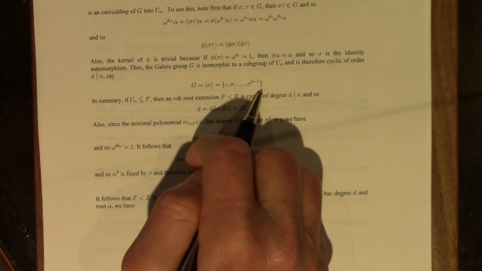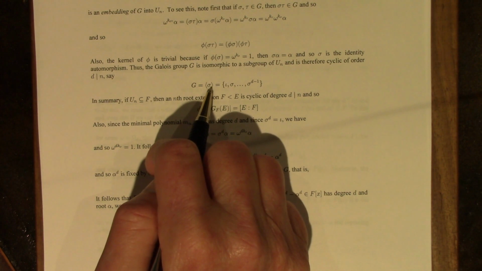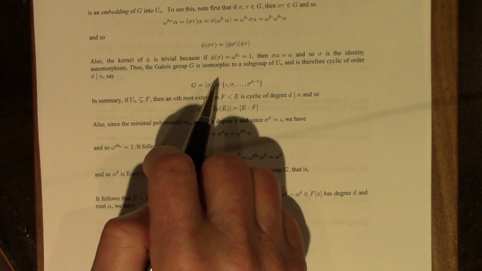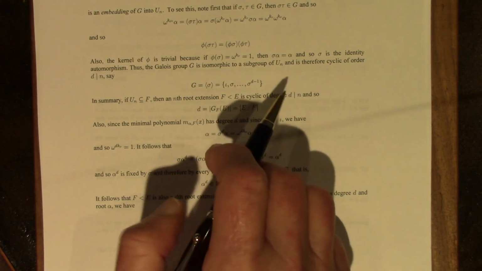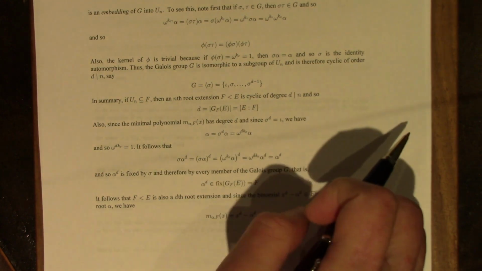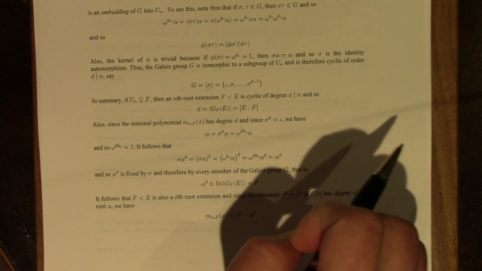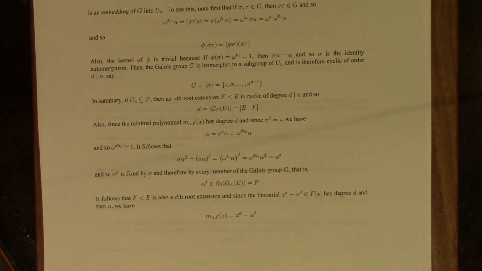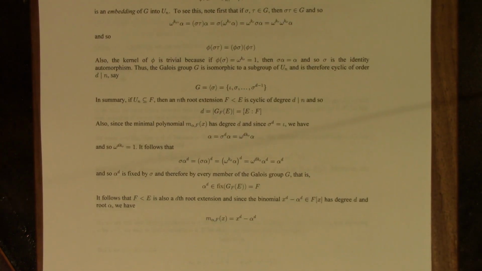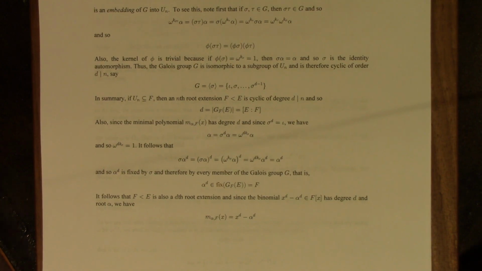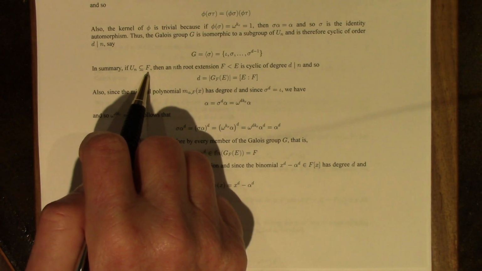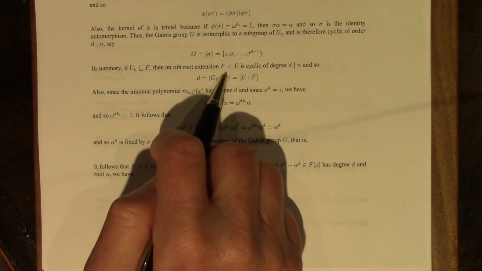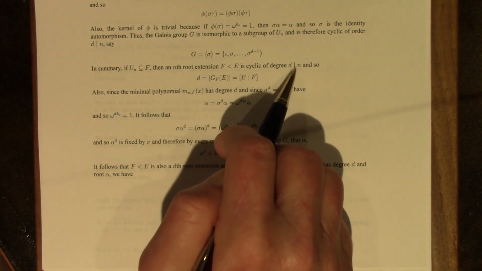So it has this form where sigma generates the Galois group. So we have made the connection between nth root extensions and cyclic extensions through the Galois group. The Galois group of the binomial, or of the nth root extension, is in fact isomorphic to a subgroup of UN, and UN is cyclic. So that's the connection. So in summary, if UN is contained in the base field, then an nth root extension is cyclic of degree D dividing N.